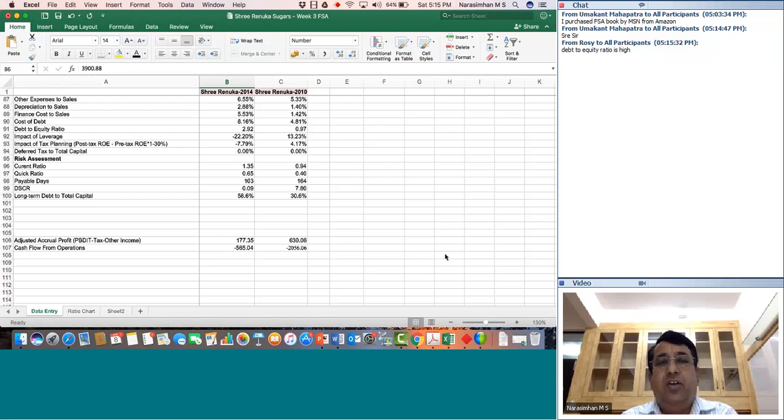Okay, Rossi says the debt equity ratio is high. What does it mean? You don't want to give money anymore? Is that the impression? Since the debt equity ratio is already high, let's not give any more exposure, right? Yeah, okay, good. That's a valid point. Good. Then, what else?